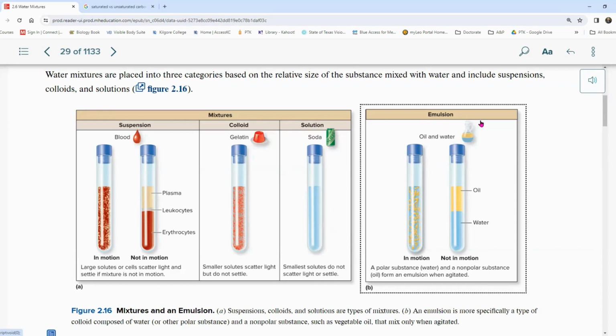An emulsion, however, if you remember earlier, we said that water and oil do not mix. However, if we shook this vial very, very vigorously, we can make what's called an emulsion, which means there's a bunch of particles of vegetable oil that are suspended throughout here. So that would be what we call an emulsion.